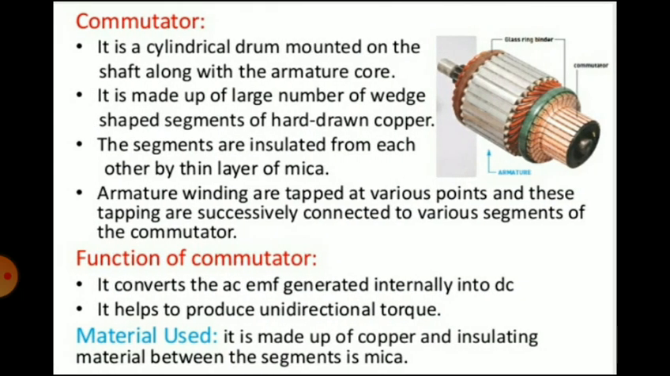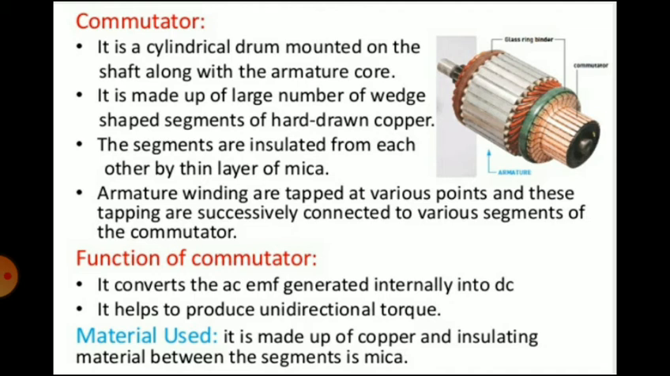Then the commutator. The commutator is a cylindrical body mounted on a shaft along with the armature, forming a single unit. Brushes are placed on the commutator surface to supply or collect current to the armature coils through the commutator segments. The function of the commutator is to produce a unidirectional torque. You can see in the diagram, at the end of the shaft there is a commutator.